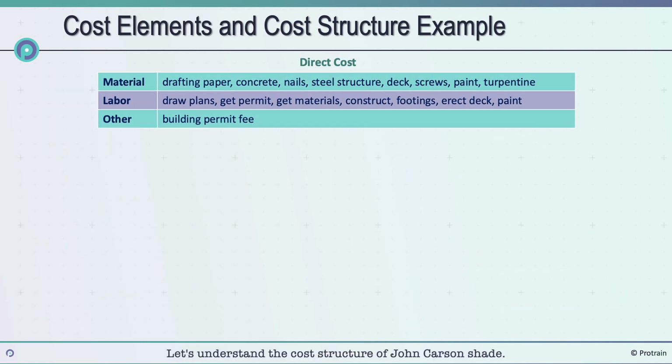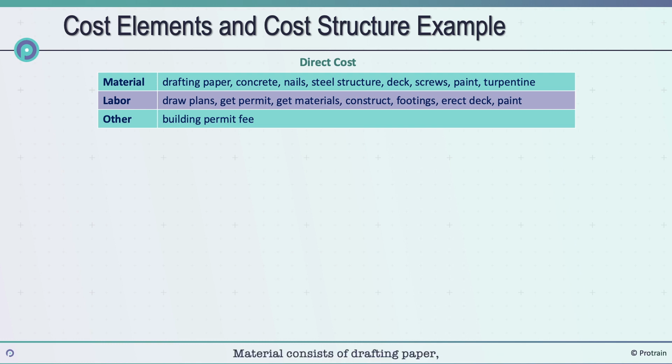Let's understand the cost structure of John Carr Sunshade. The cost can be categorized in 4 heads of direct, indirect, fixed, and variable. Let's understand these elements one after other. Direct cost. This will have cost elements of material, labor, and other.